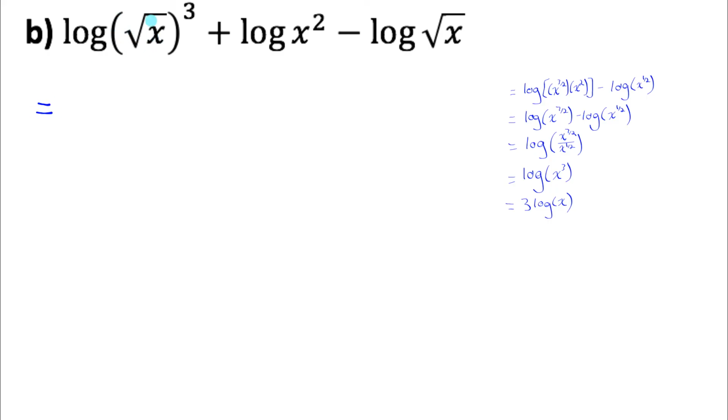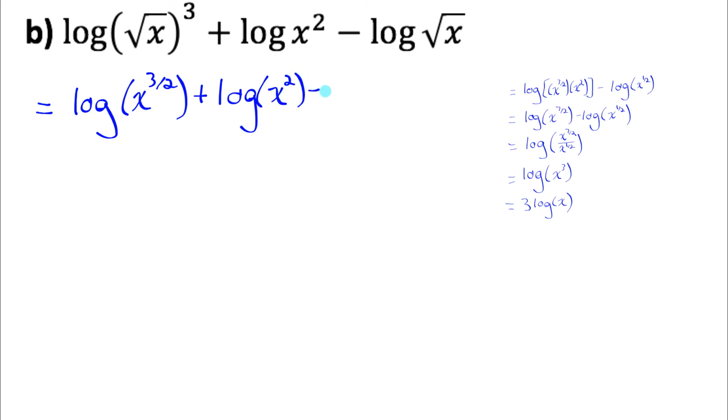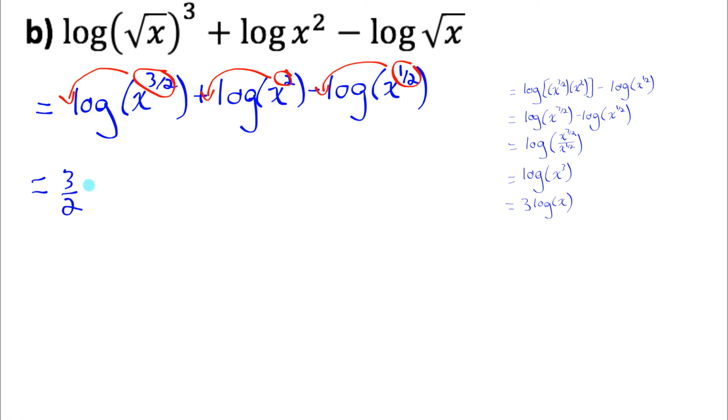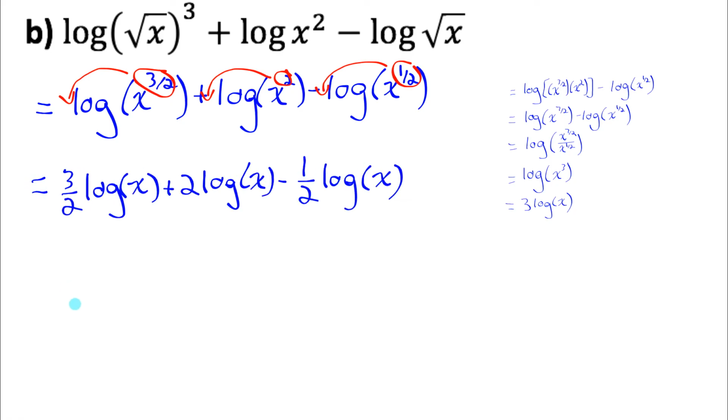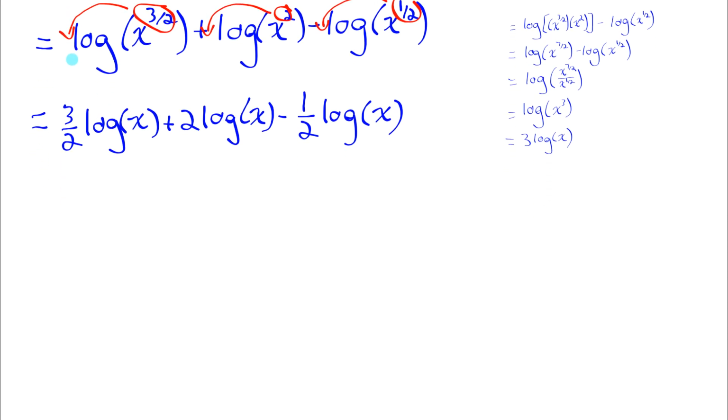Well, remember this log of root x to the 3, that's really just a log of x to the 3 over 2. And we have log of x squared and minus a log of x to the half. If I take all of these exponents and write them as the coefficients, each log then has a base of 10 and an argument of x. They all have the same base and same argument. Let me show you. See how they're all like terms? They're all base 10 logs, and the arguments are all exactly the same. They're all just x. So what we can do with that is collect them like terms.